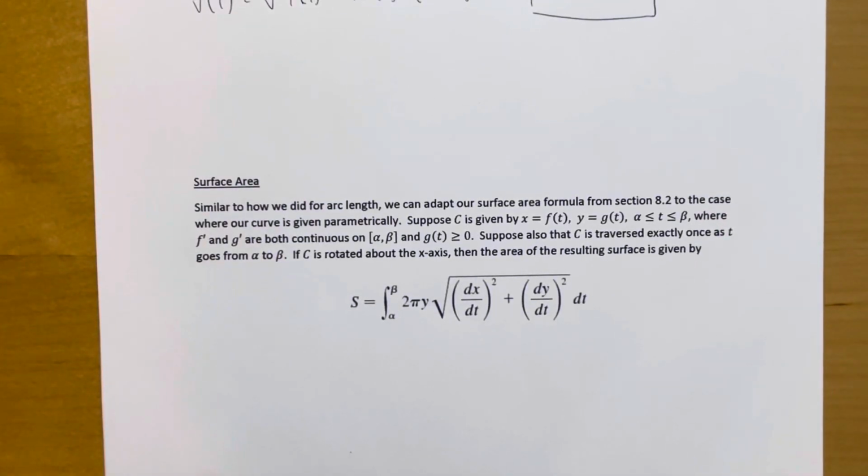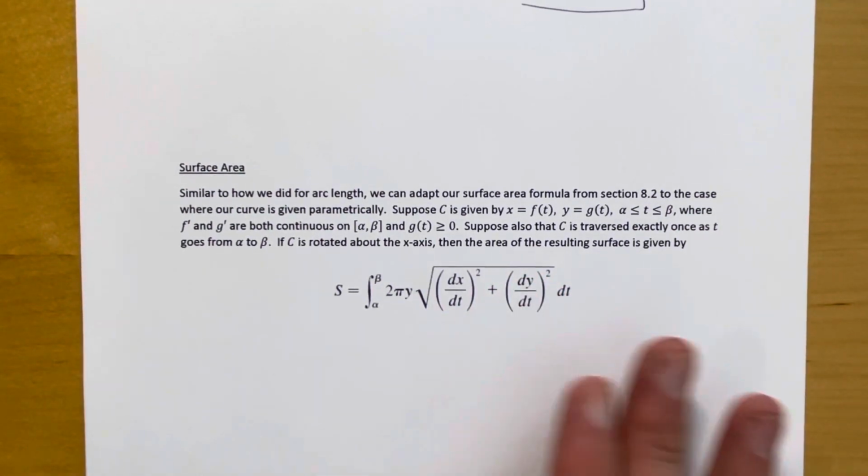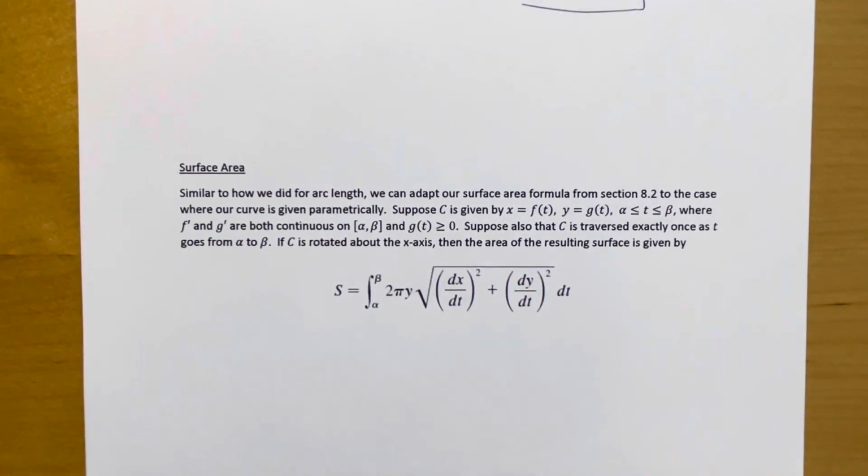All right, so the last thing we want to look at here is surface area for a surface given by a curve rotating around some axis, the x-axis in particular for this section. So we've done this before. We've looked at this in 8.2. We found areas for surfaces of revolution.